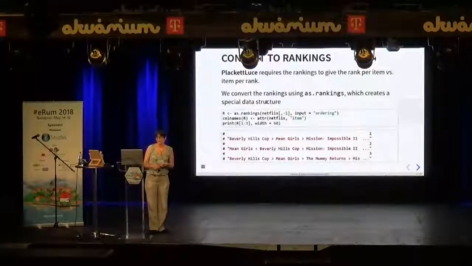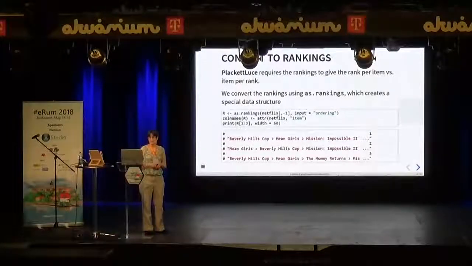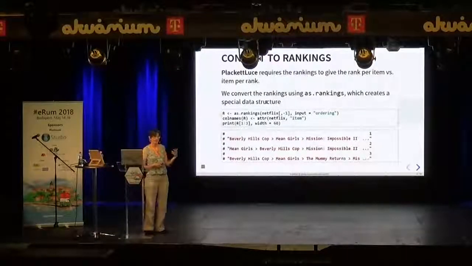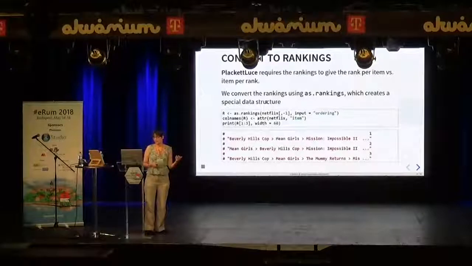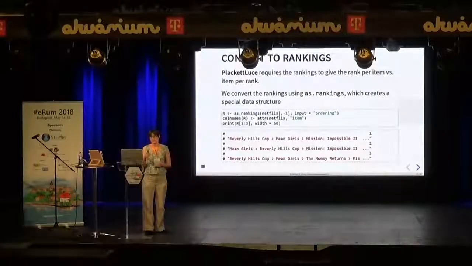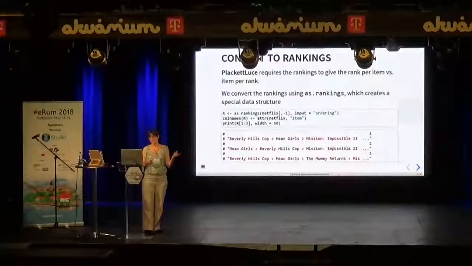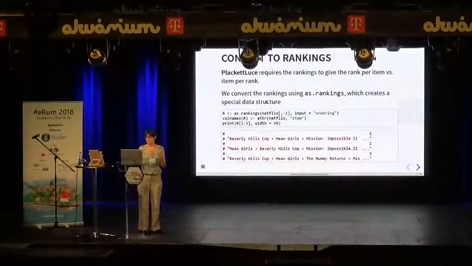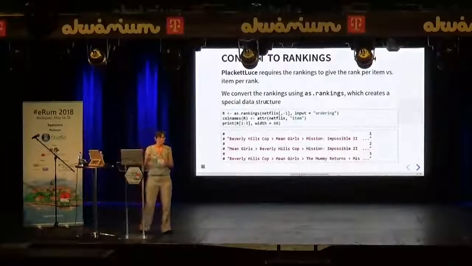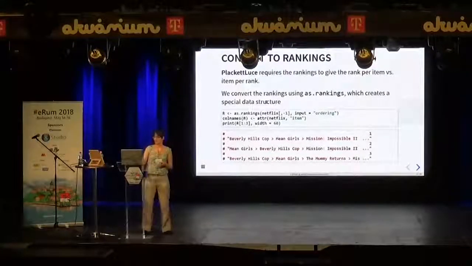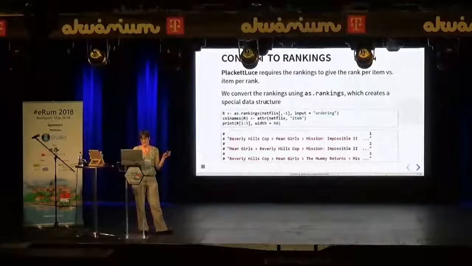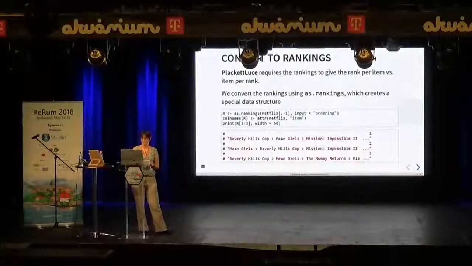But one of the advantages of creating a special type of object is we can have things like print methods. So if we print out the first few rankings, we get a fairly user-friendly printout. So we can see that the first ranking corresponds to Beverly Hills Cop being ranked first, then Mean Girls, then Mission Impossible 2, and then the last one gets knocked off, but you can change the width to see longer rankings and so on.